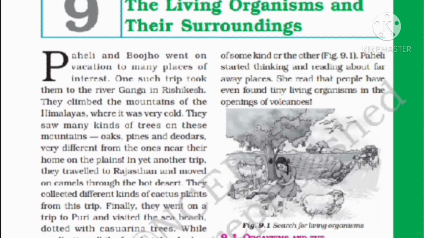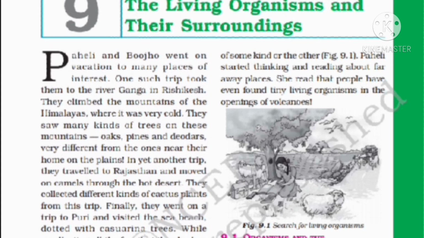Starting with the chapter, there are two kids, Paheli and Boojho. They go to different places that interest them, and they find different organisms, where they live, and what habitat or adaptations they have to survive. So this is the chapter about living organisms and their characteristics. Let us start with the chapter.